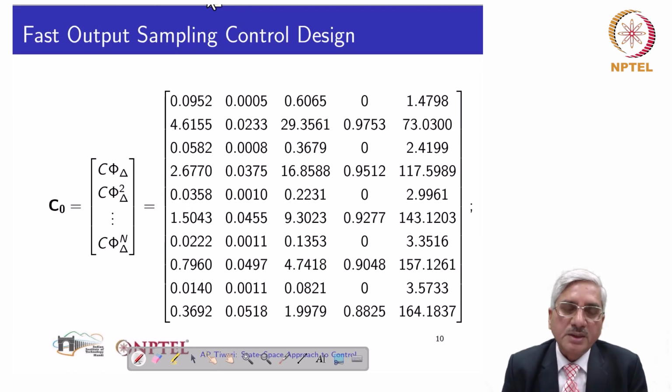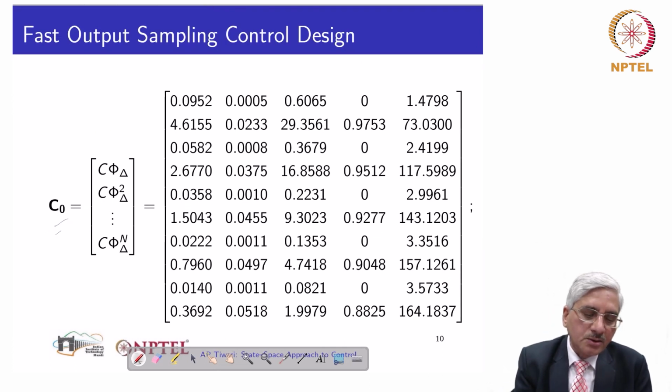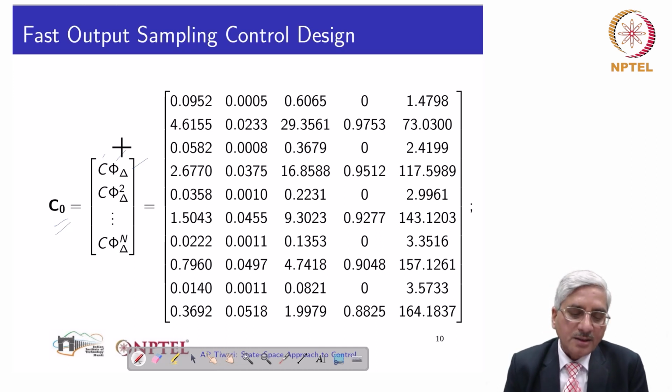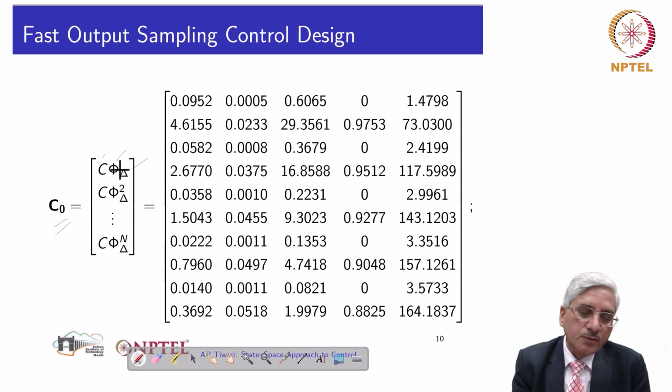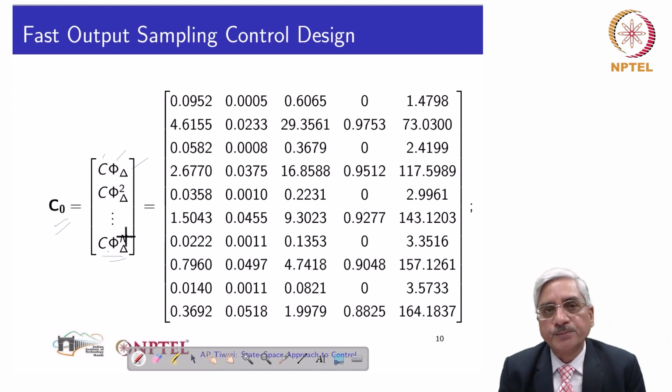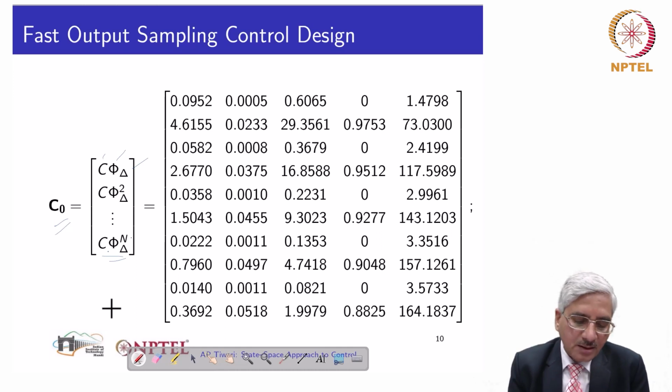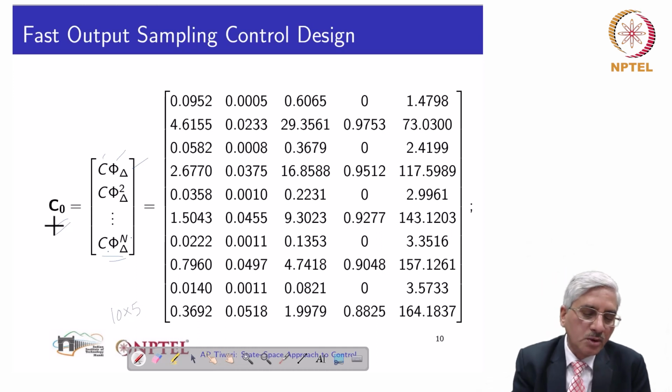Now the next step is to obtain the matrix C0, which is the output matrix post-multiplied by the system matrix corresponding to the sampling at the rate 1 by delta: C into phi delta, then C into phi delta square, and so on up to C into phi delta power n. Because n is 5 and there are 2 outputs, we get the C0 matrix of size 10 by 5. This is bold C0.